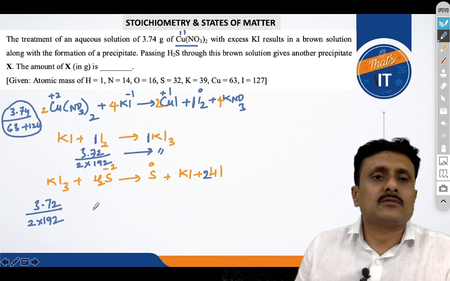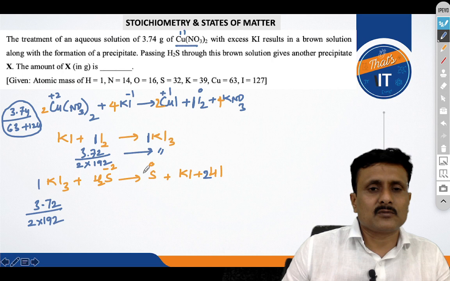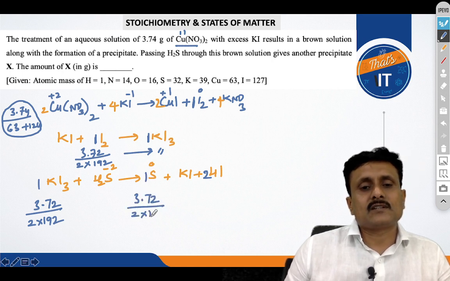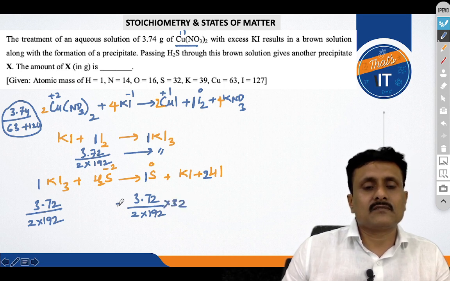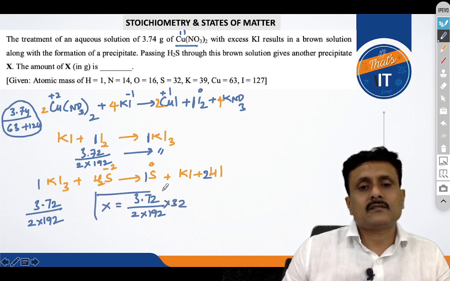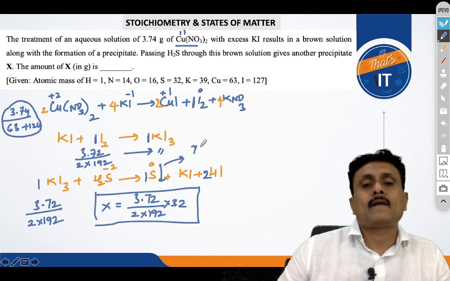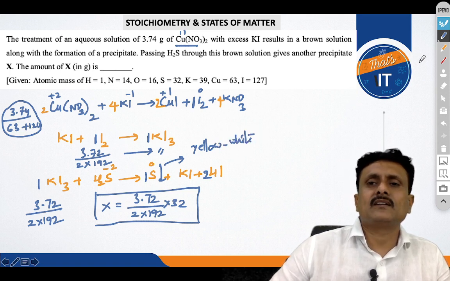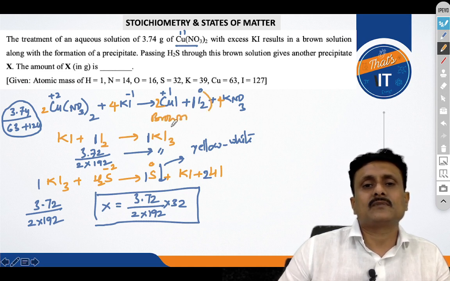So you can see you need to find out the other precipitate. You can see it's a balanced equation. 1 mole gives rise to 1 mole. So 3.72 by 2 into 192 are ultimately the moles of sulfur, into atomic weight will give you the weight of the sulfur, which is a yellowish white turbidity, right? So this is the weight of the precipitate which is being asked. So the brown color solution is because of this mixture.